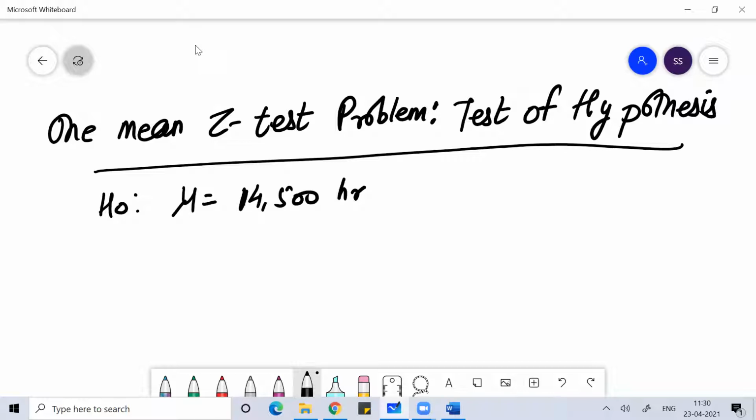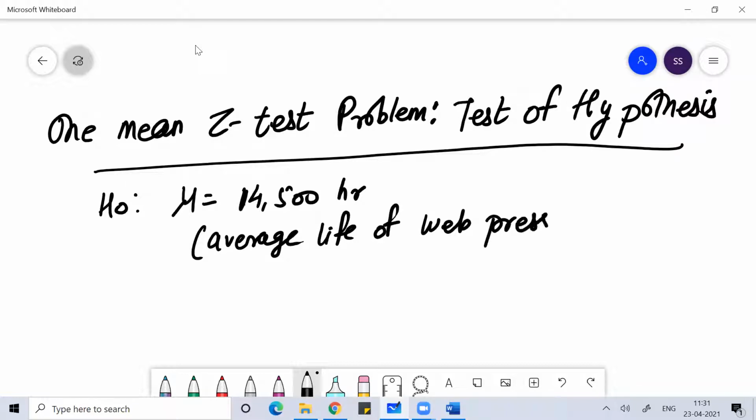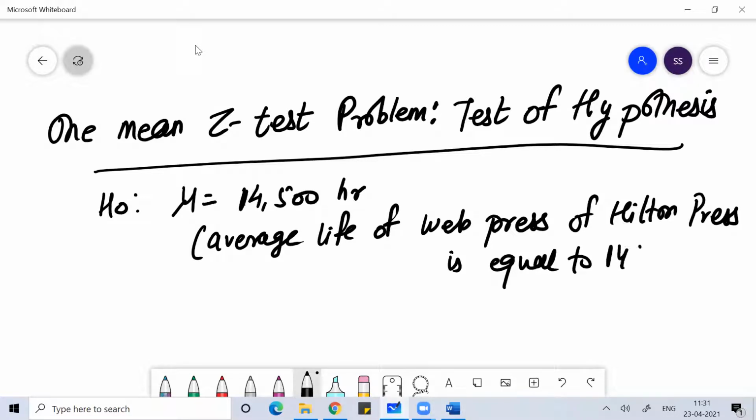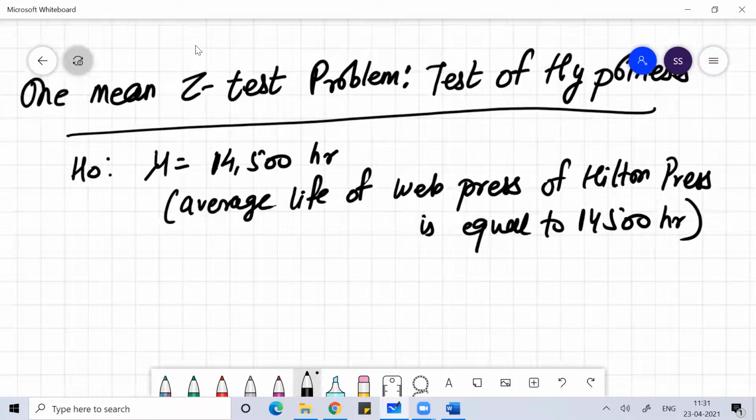So then you can write: the average life of the web press of Hilton Press, the company name is Hilton Press, is equal to 14,500 hours. Whatever is given, we consider that to be true in the null hypothesis.